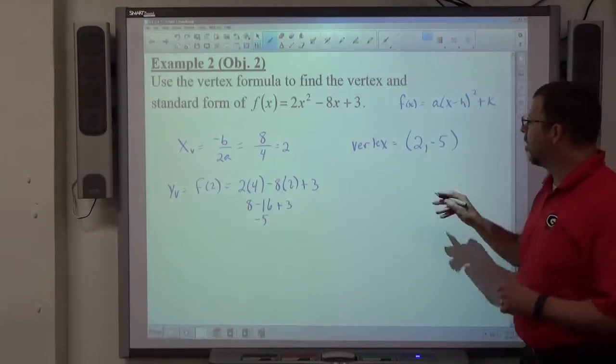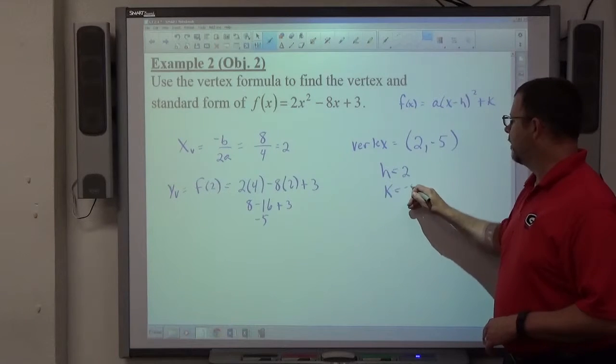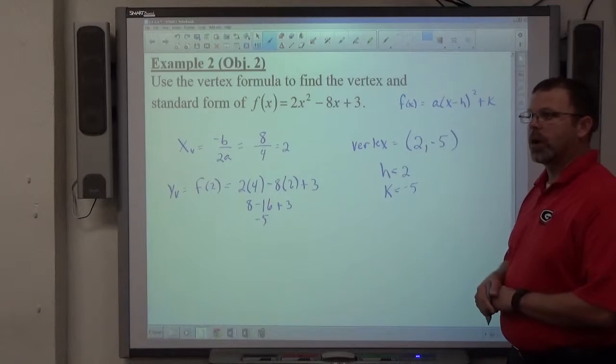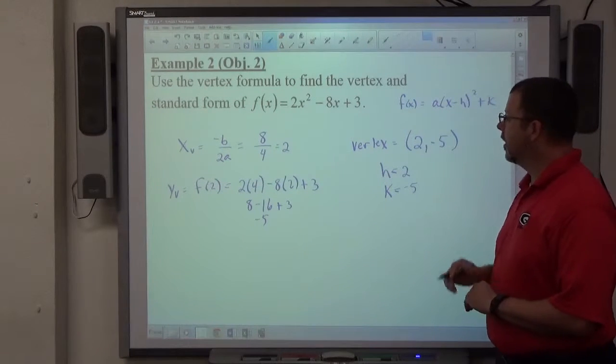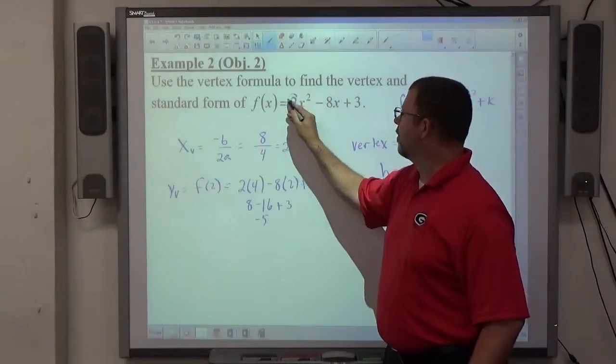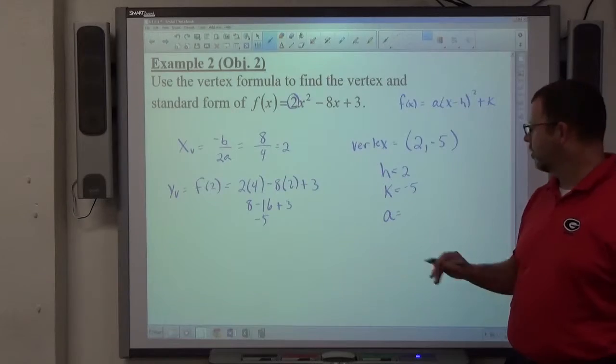Okay. What that tells me is that h is equal to 2 and k is equal to negative 5, right? 2 of the 3 things I need in order to write the standard form of my parabola. Right. Finally, I need to know what a is. a is just the lead coefficient. Whatever's in front of x squared is what a is. So a is equal to 2.